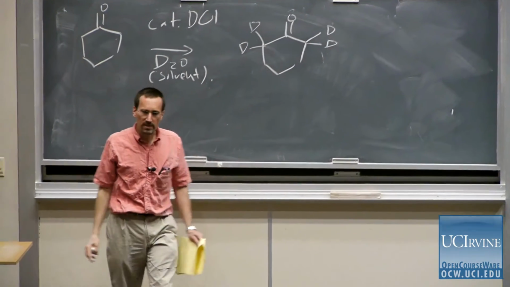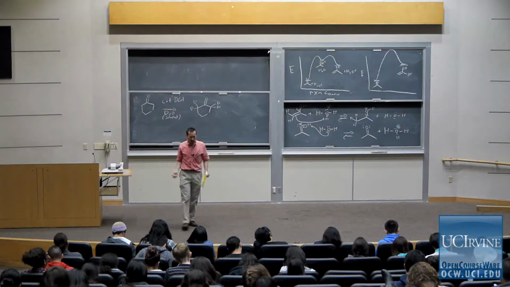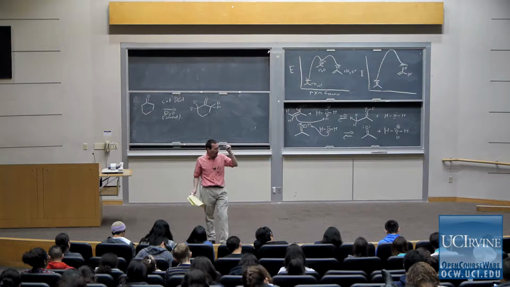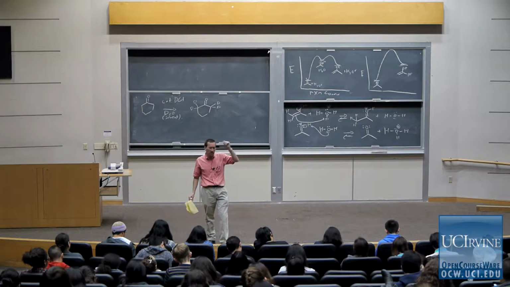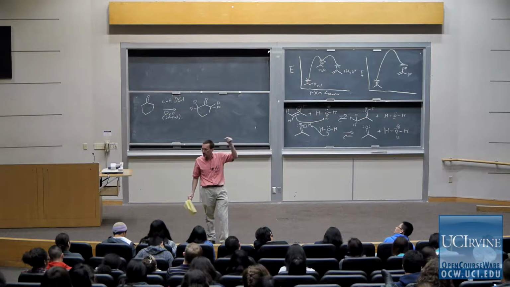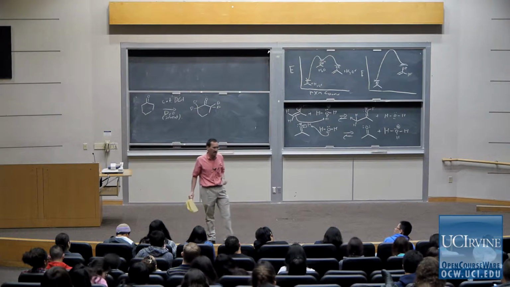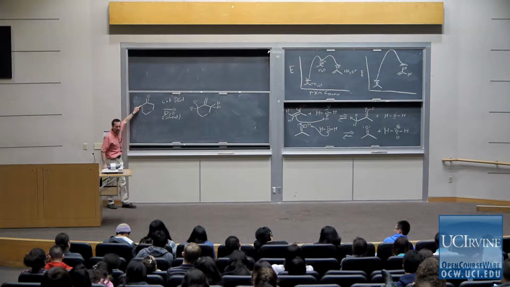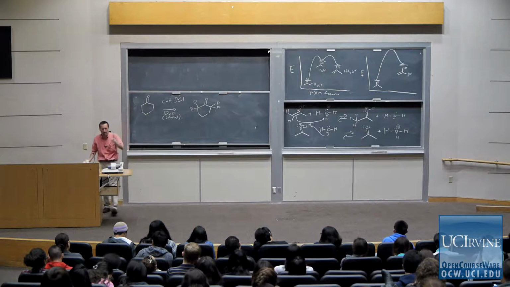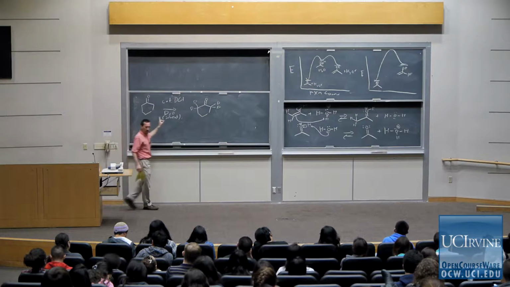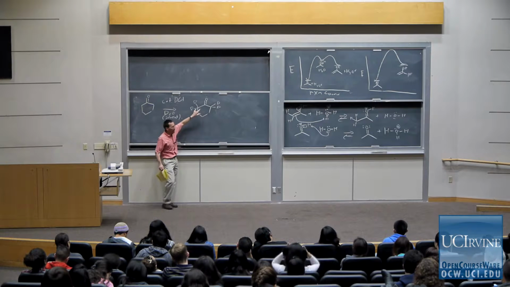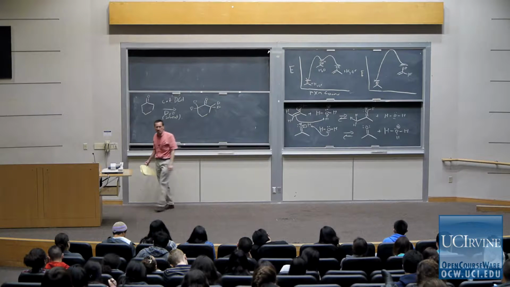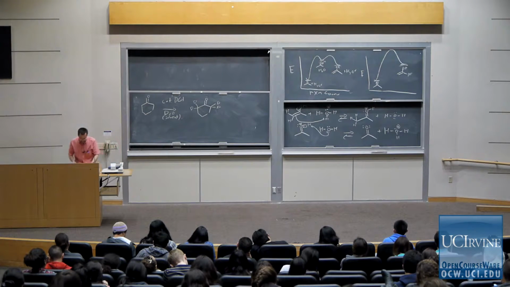And this is kind of cool. You could see this for yourself. If you asked your lab TA to give you some cyclohexanone and some D2O and a little bit of DCl, and you dissolved your cyclohexanone in D2O, you would be able to take an NMR spectrum, and you would see the alpha protons, the hydrogens next to the carbonyl, at about 2.5 parts per million. And as the reaction proceeded, the peak in the NMR from those hydrogens, the peak at 2.5 parts per million, would disappear as those hydrogens were replaced by deuterium.